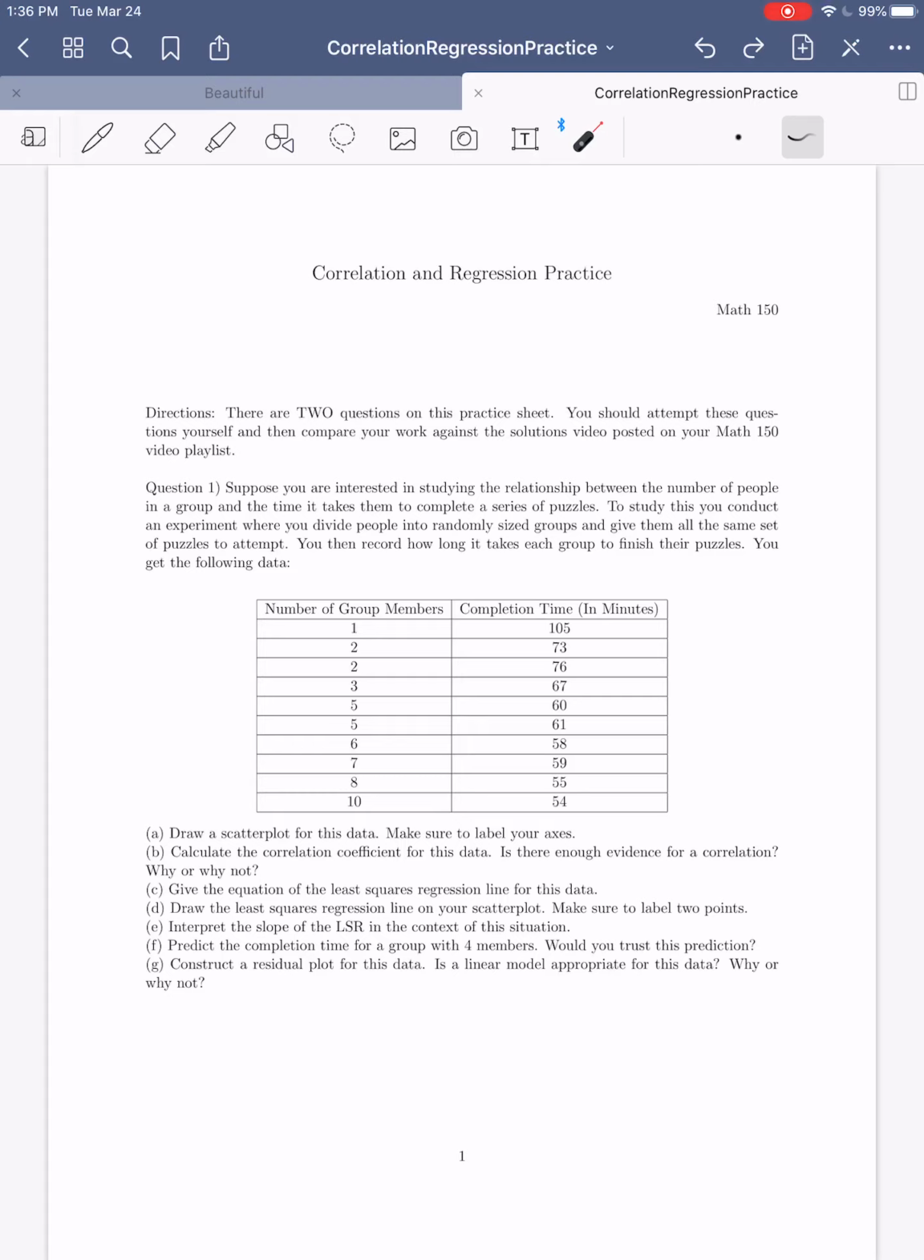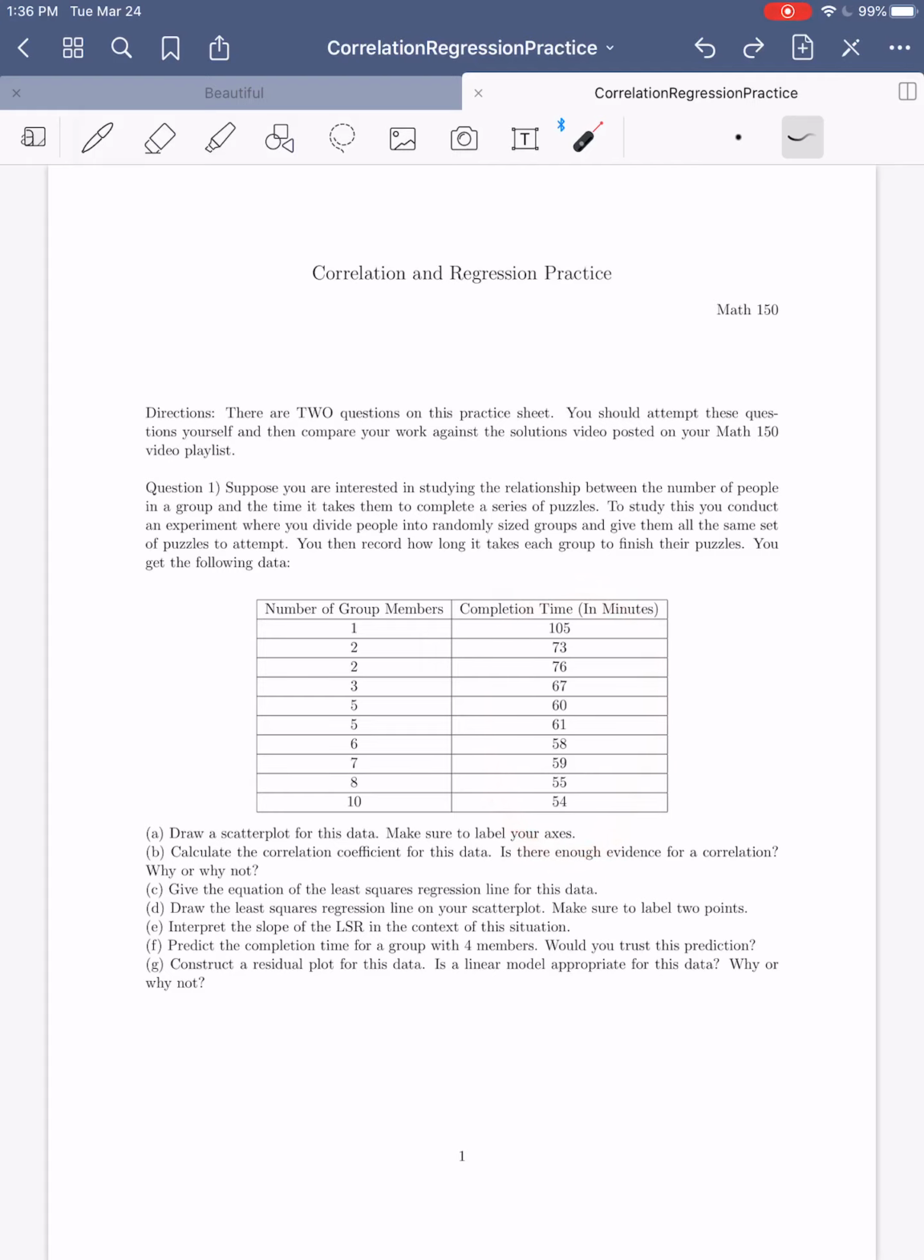First of all, we're studying the relationship between the number of people in a group and the time it takes that group to complete a series of puzzles or tasks. To do this, you conduct an experiment where you first divide people into randomly sized groups. We had some groups that only had 1 or 2 people, some groups who had as many as 8 and 10. And then you record how long it takes each group to finish their set of puzzles, and you get those completion times over here in minutes.